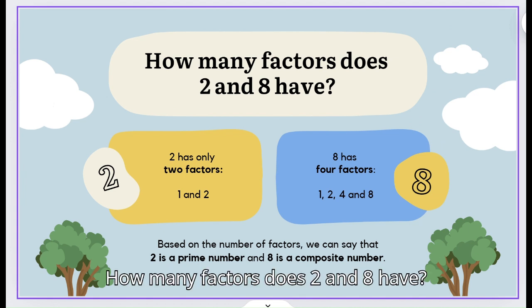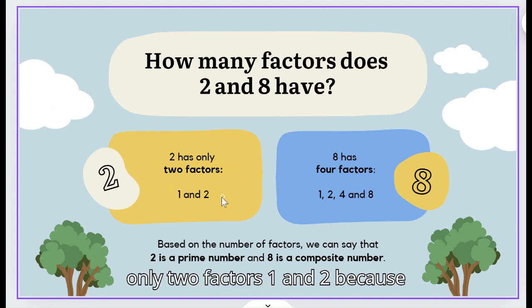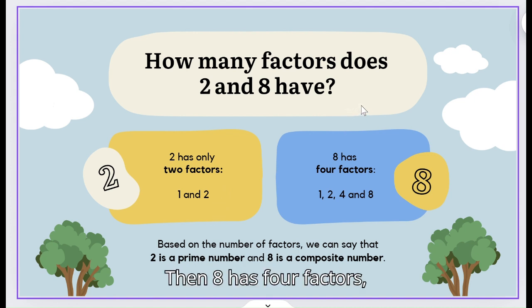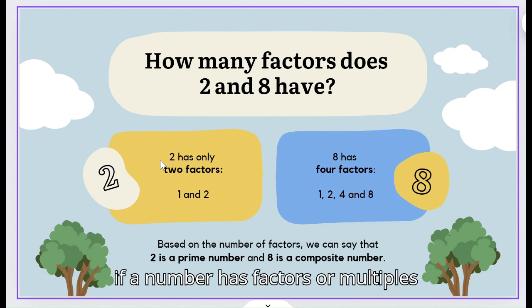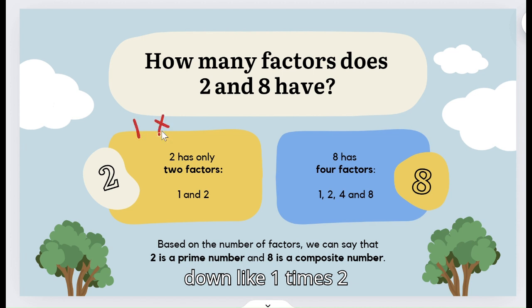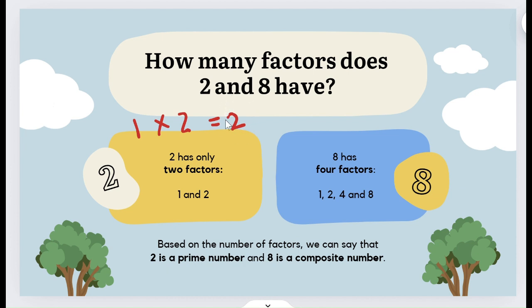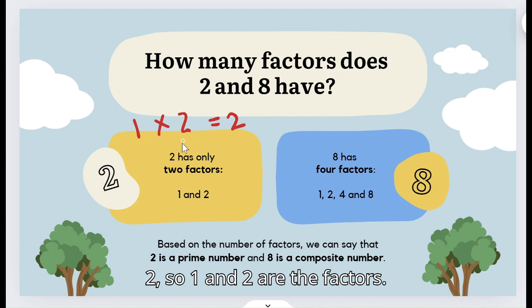How many factors do 2 and 8 have? Over here, 2 has only 2 factors, 1 and 2, and 8 has 4 factors, 1, 2, 4, and 8. If we look at 2, we know a number has factors and multiples, because if you write it down, 1 times 2 is equal to 2. So we know that 2 is a multiple, and with 1 times 2, 1 and 2 are the factors.